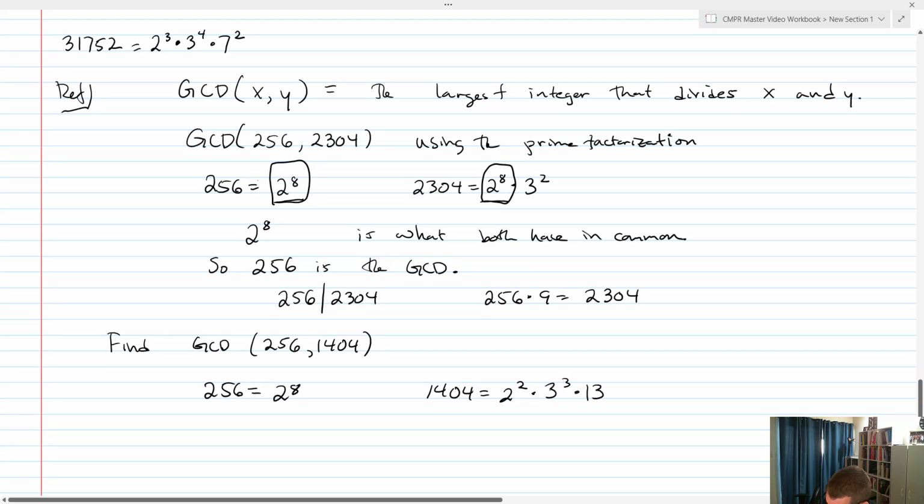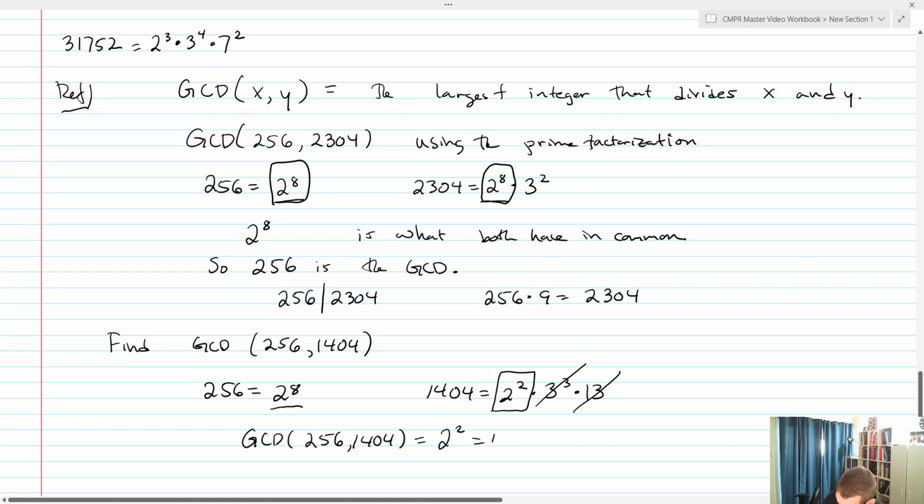If we look here, 256 doesn't have any 3's or 13's in it, so we're not going to include those as part of our GCD. And even though 256 has 8 2's as its factor, 2 to the 8th, we only have 2 squared as part of 1404. So the GCD of 256 and 1404 is just what they have in common. It's going to end up being 2 squared, which equals 4.